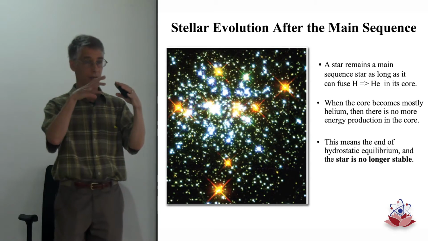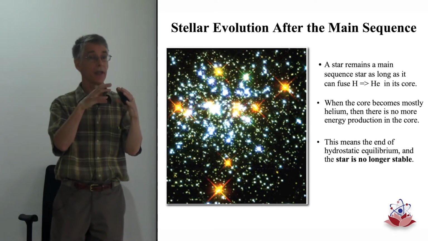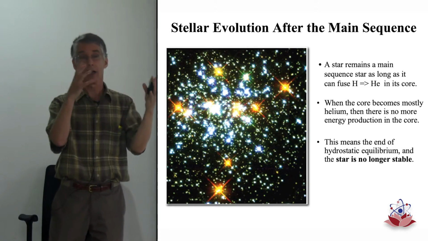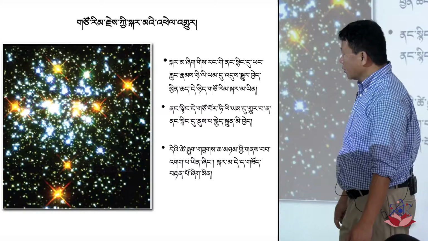Inside the Sun, inside where the hydrogen is being turned into helium, eventually all of the hydrogen gets turned into helium and you have a helium core.